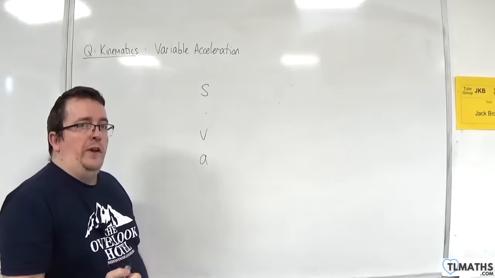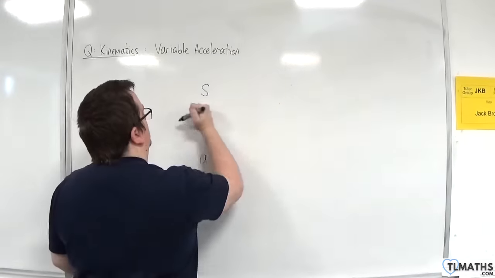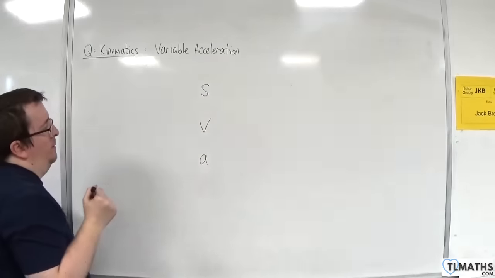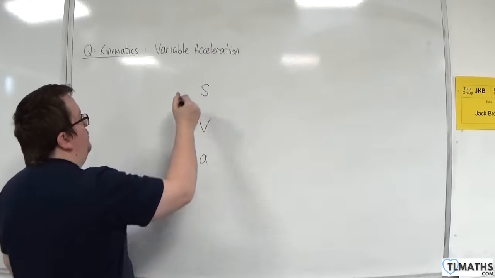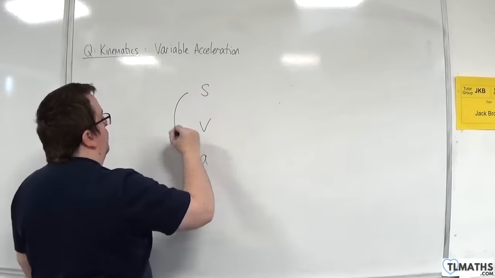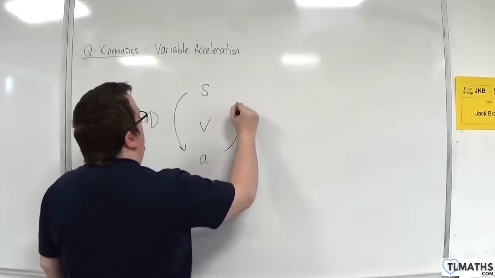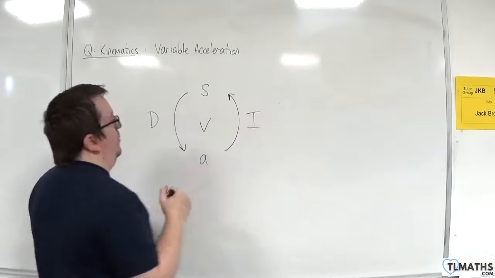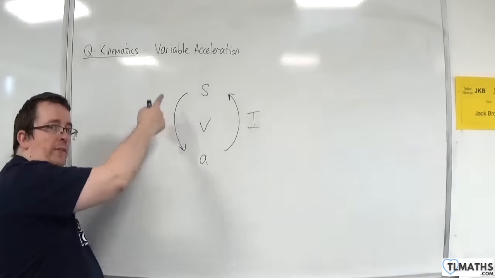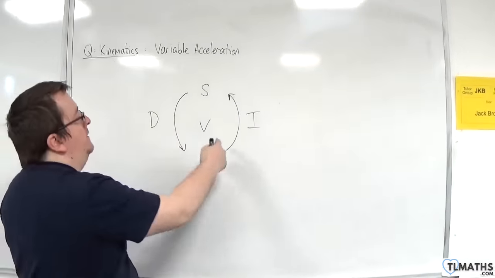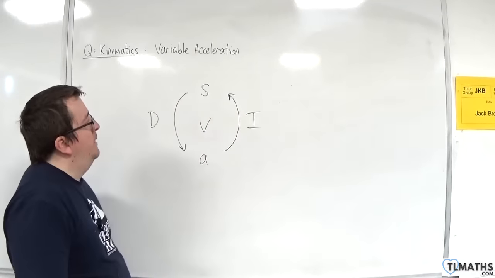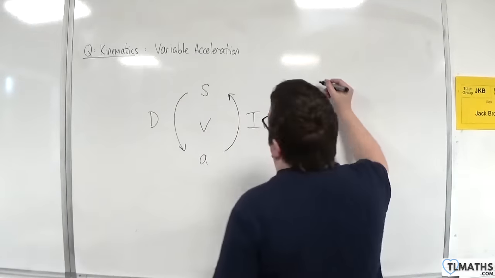Okay, so it's in this order. So let's pop the V up a little bit higher. And you differentiate your way down and integrate your way up. D: decrease, differentiate, going down. Integrate, increase.